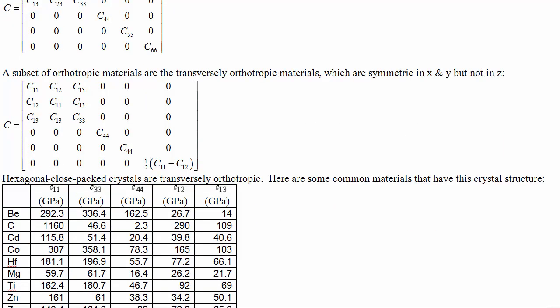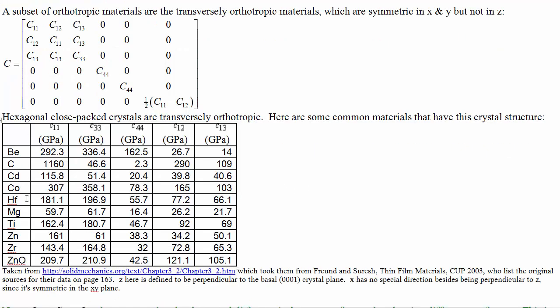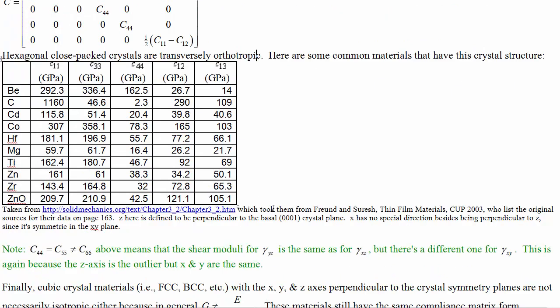Any kind of hexagonal close packed crystal is going to be this crystal class and have this symmetry, transverse isotropy, transversely orthotropic rather. Here are some examples. Common materials, titanium, magnesium, cobalt, all have this setup, and I've copied in some coefficients for you. Do you have to memorize these? No, of course not. That would be silly. You've got a table here if you need them though.